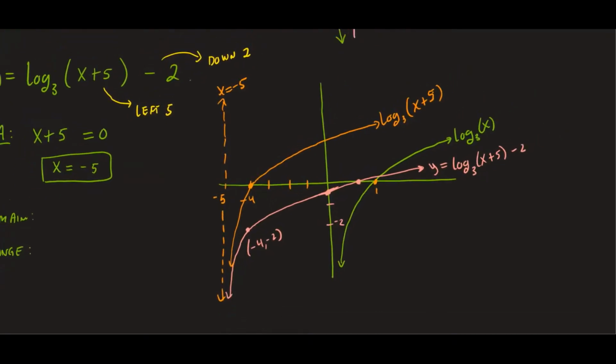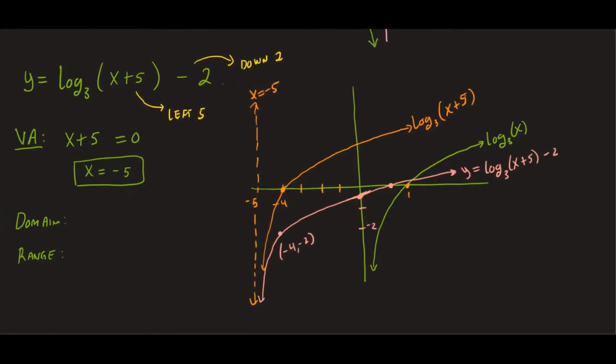Now from the sketch, let's figure out what is the domain. So the domain of this function, looking at the pink, is going to start from its asymptote, which is negative 5, and then go to infinity. The range is all real numbers, so that would be negative infinity to infinity. And we have the asymptote, which we solved algebraically. Okay, so let's do one more example.